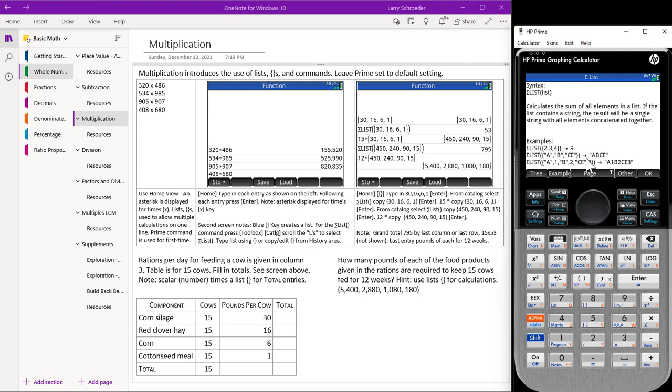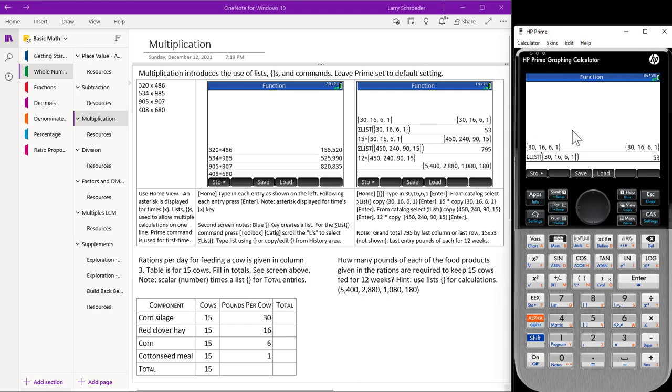So there are some more advanced features, but we do not need these. We'll hit OK. So right here, we need to copy this list down. We'll highlight it, we'll copy, and we'll press enter. And we'll get the answer to be 53 like we have over here. The list is real handy.